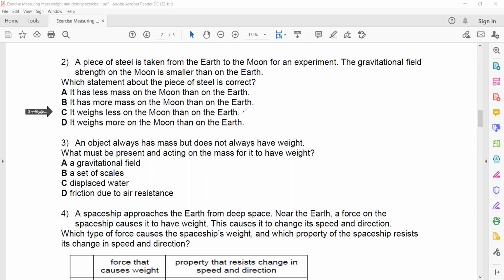Yeah, that's right. C is the right answer because, what happens as to the gravitational force or weight, we know W is equal to mg. So as the value of the gravity decreases, the weight will also decrease. That's correct. C is the right answer.